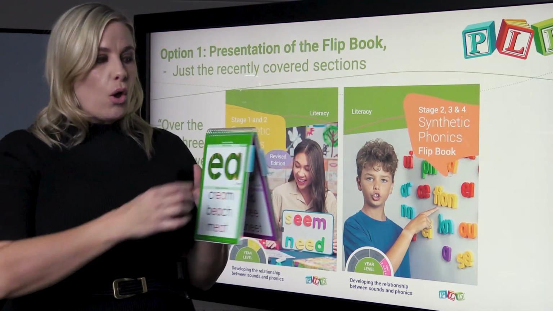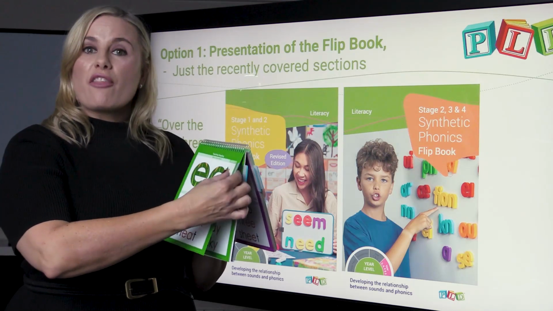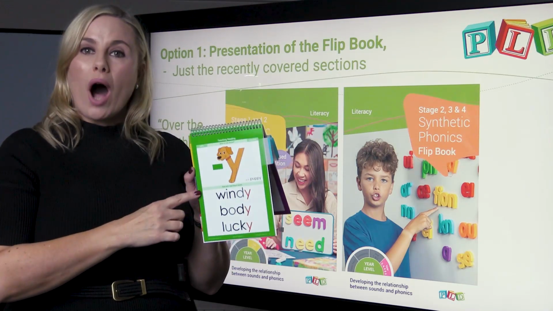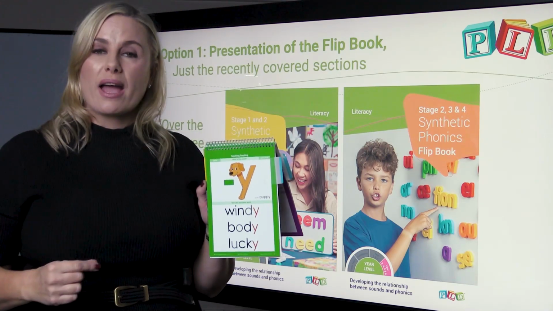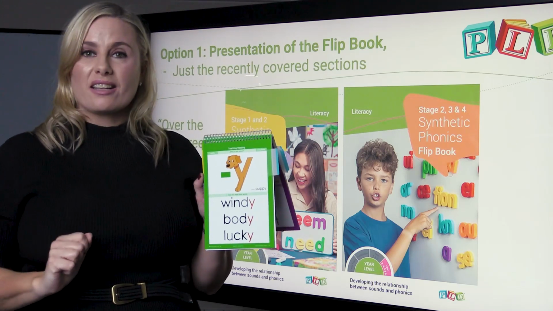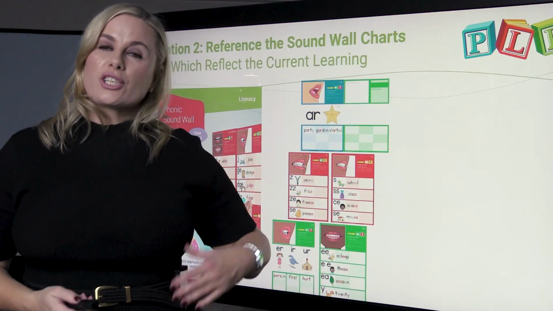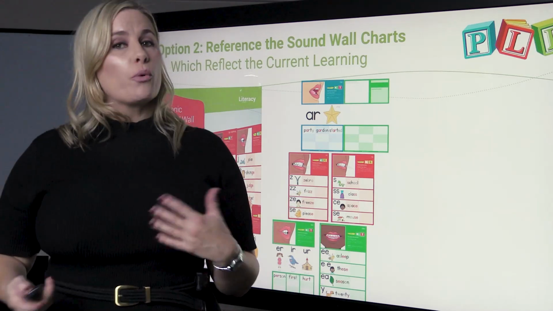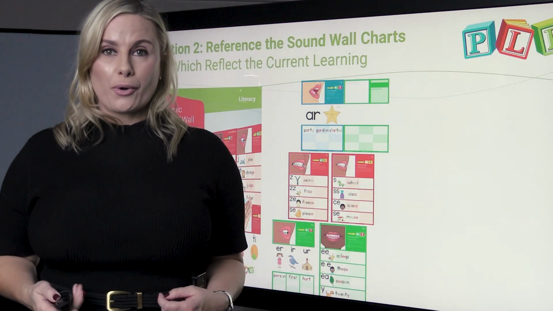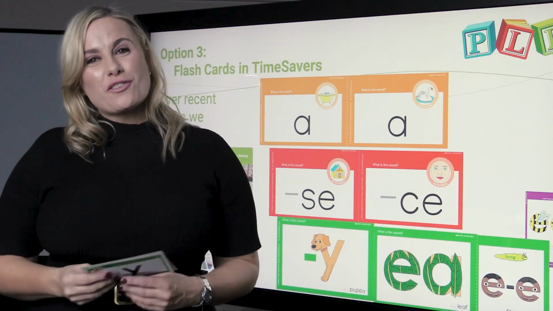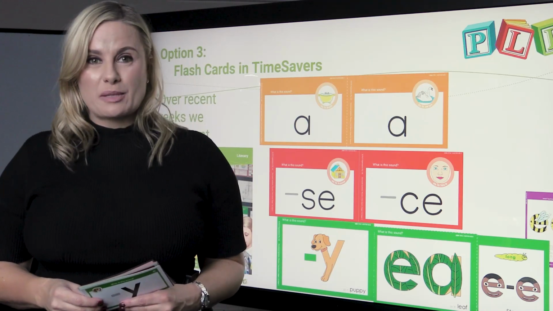And finally, we have been revising that the consonant letter Y can also make the vowel E sound at the end of a word like puppy. Option 2 is to refer to the sound wall charts, which should reflect the current learning in the classroom. Option 3 is to use the flashcards in your time savers books.